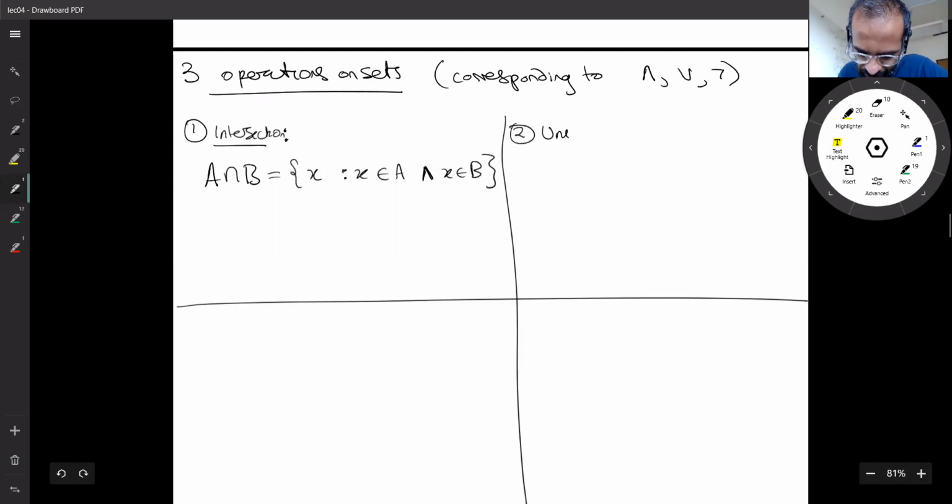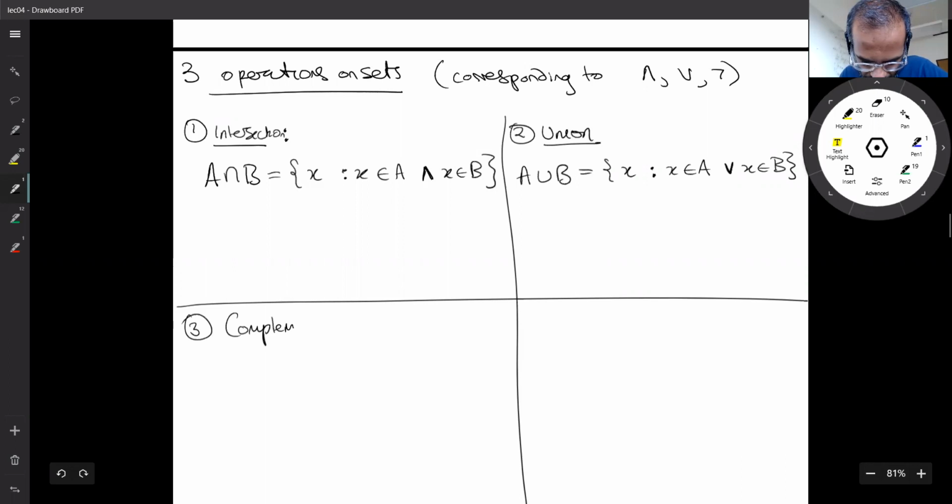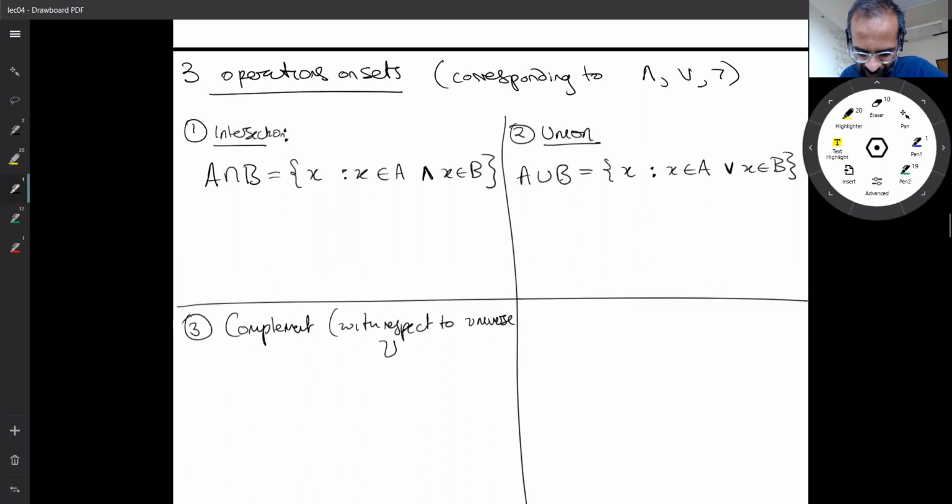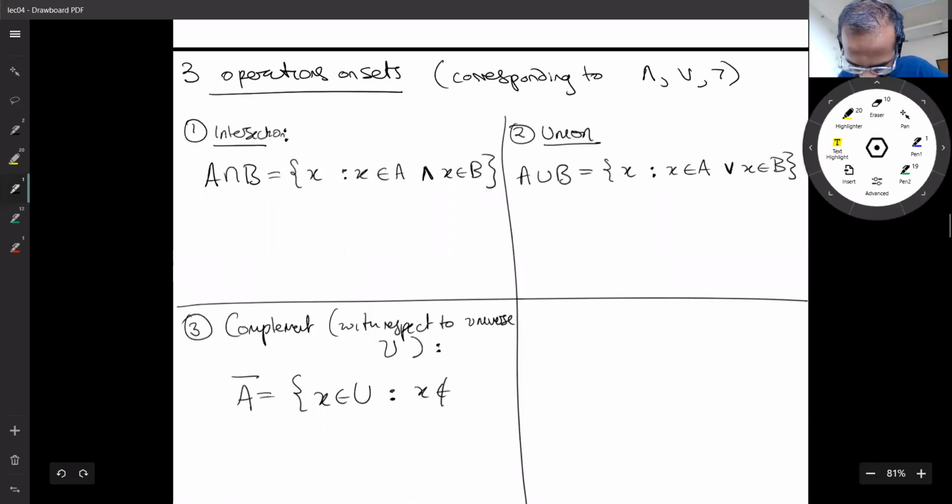The second one is union. A union B is the set of objects such that x is an element of A or x is an element of B. And then there's complement. This is with respect to a universe U. So U is a set containing all the elements that we're talking about. A bar is equal to the set of all x in U such that x is not an element of A.